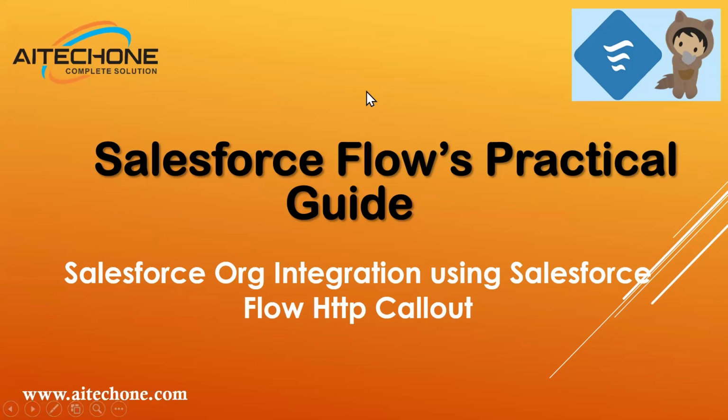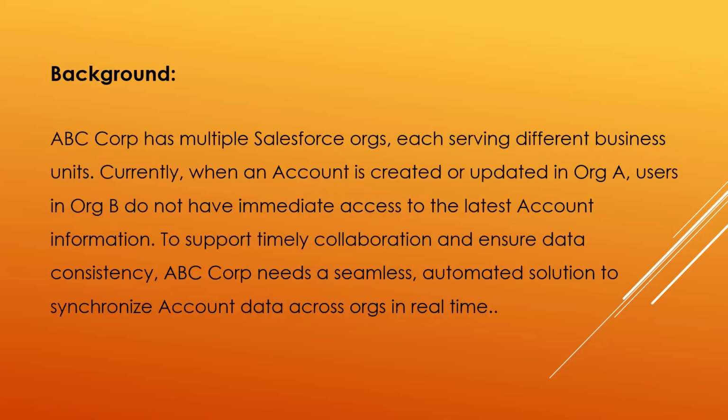So let's begin this tutorial. You might have gone through one of my previous videos on integration, in which I explained how we can perform an integration between two Salesforce orgs by writing an Apex class. But in this one, I just wanted to make it simpler. Here I will perform an integration between two Salesforce orgs, from org A to org B, by using flows. In using flows, we will make HTTP callouts.